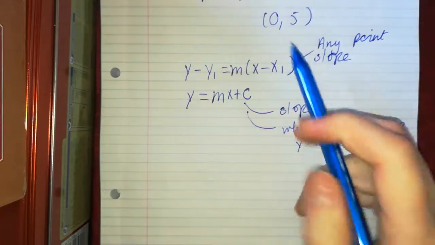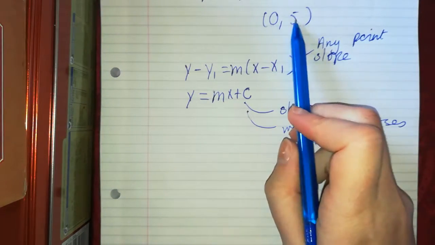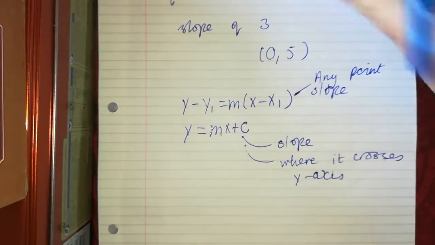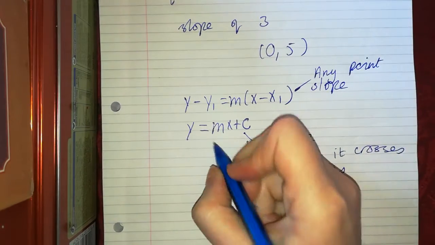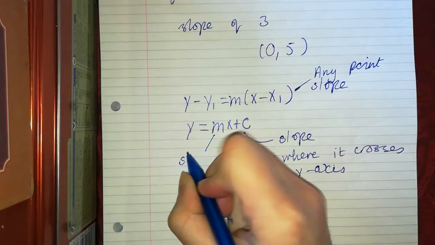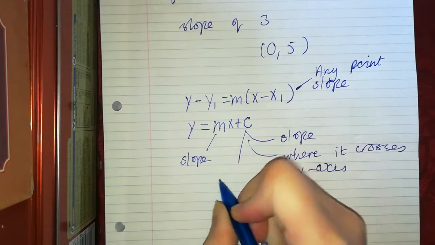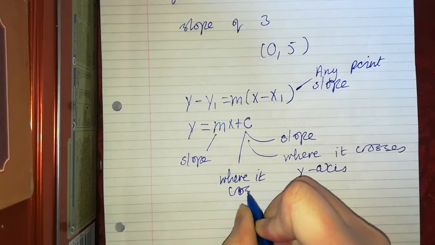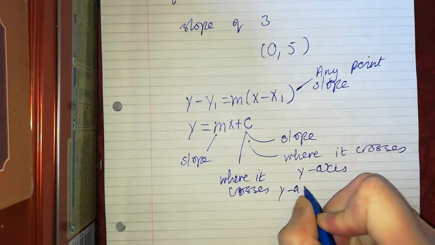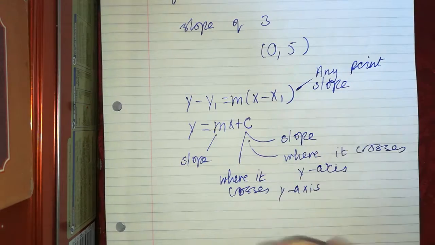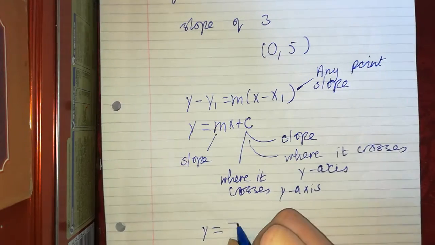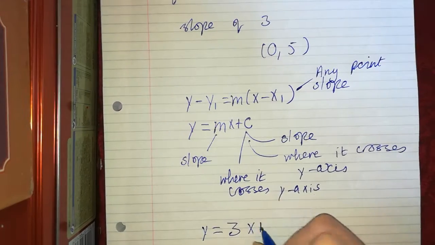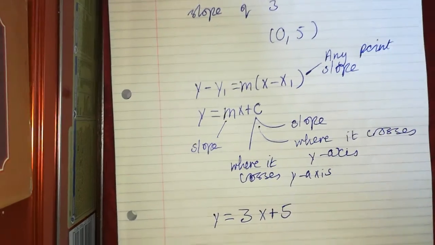So with this one, the point that we're given is 0, 5. So that's where it crosses the y-axis anyway. In y equals mx plus c, m is the slope, c is where it crosses the y-axis. So we know it crosses the y-axis when y is 5. So we can plug in y is equal to 3, which is our slope, x plus 5, and that will be our equation of that line.